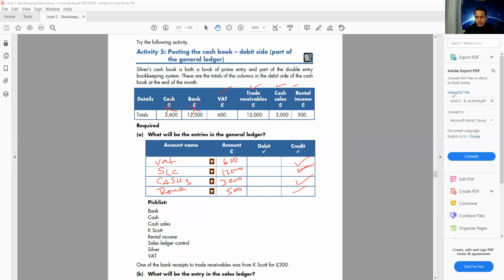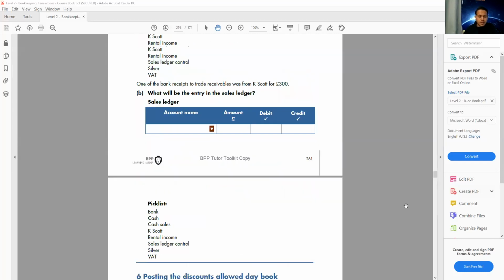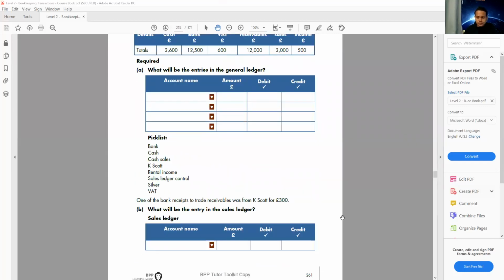What is the next question we have? We have another question. One of the bank receipts from trade receivables was from K Scott, £300. So we have one credit customer. His name was K Scott and he paid us £300. So what will be the entry in the sales ledger? Sales ledger means the individual ledger, isn't it? So you're going to write his name, K Scott. He paid us £300.